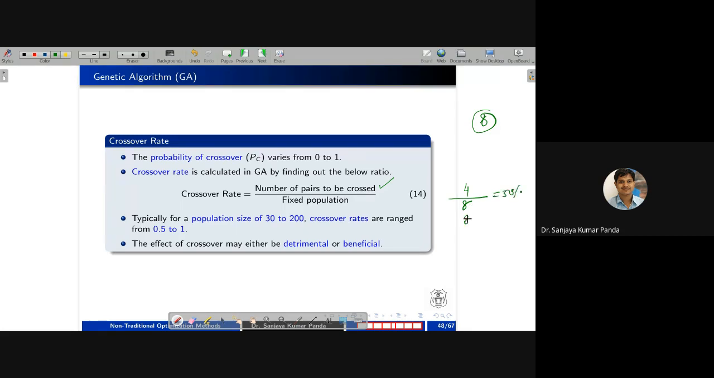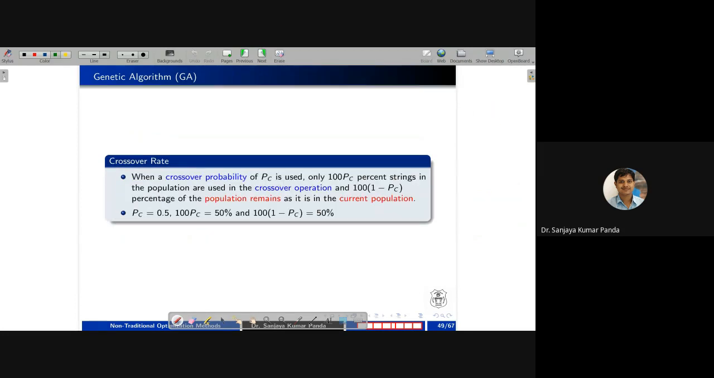Or you can take 8 pairs as well. If I divide by 8, it is 100%, right? So your probability should be 0.5 to 1. Although it is recommended for populations of 30 to 200, if you apply it to a small set also, you can make 4 crossovers or you can make 8 crossovers. So yes, obviously, if you are taking 0.5, 50% remain the same and 50% are altered in your population.